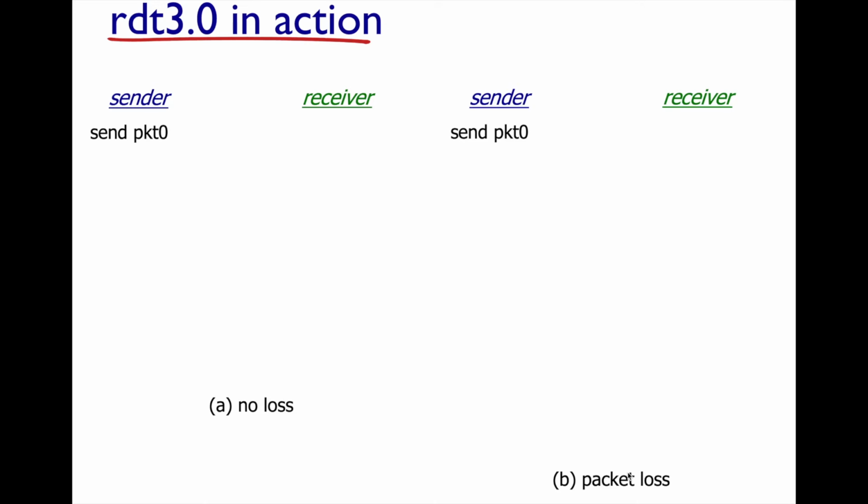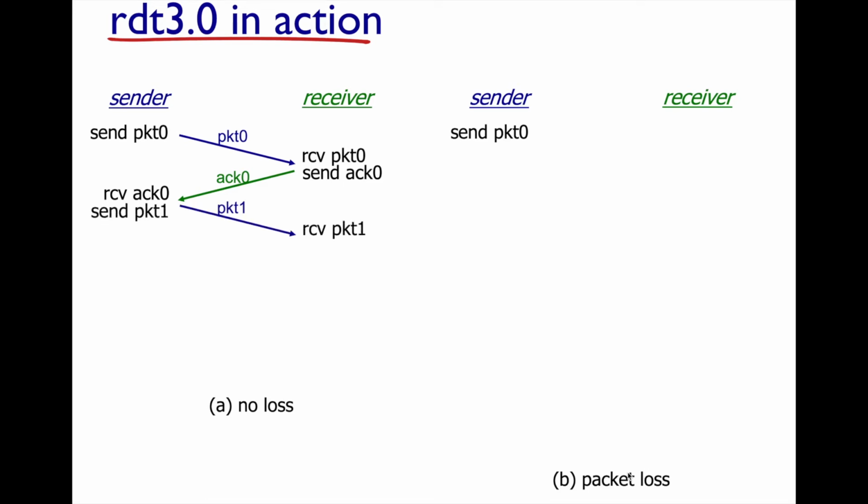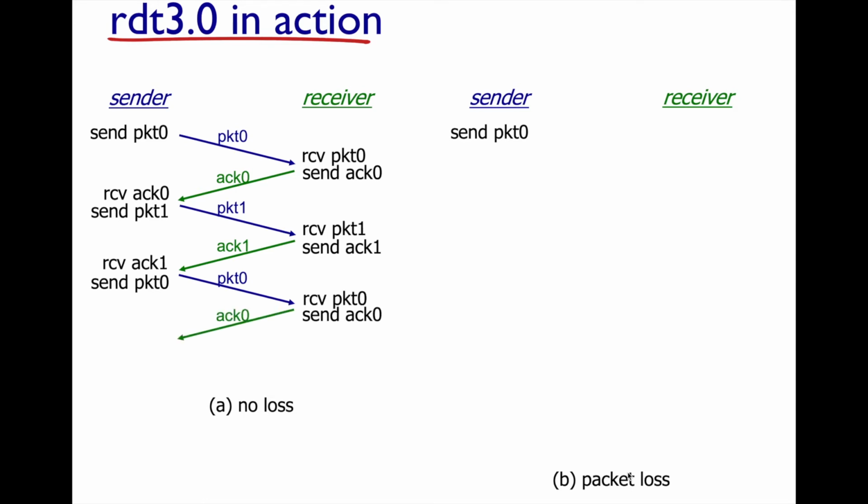So the sender sends packet 0, and the receiver gets packet 0 and sends back ACK 0, right? So that's ACK with sequence number 0. And so the sender, once it sends packet sequence number 0, is now waiting for ACK 0 before it proceeds in sending the next one, right? And so the sender gets ACK 0, and now it sends packet 1 across the wire to the receiver. The receiver gets packet 1, it sends ACK 1. The sender gets ACK 1, now it goes back to sending packet 0.